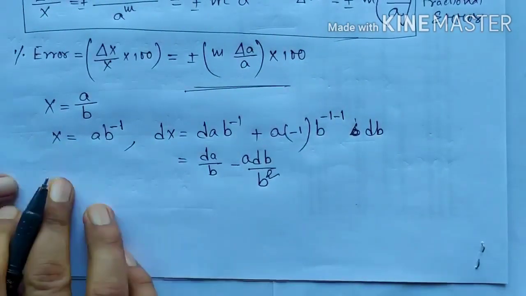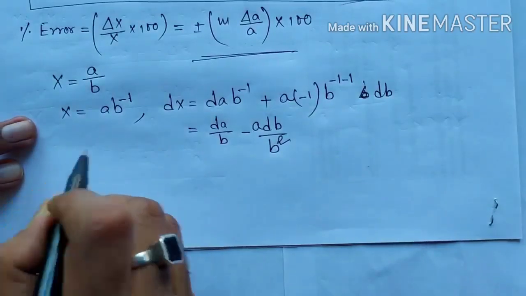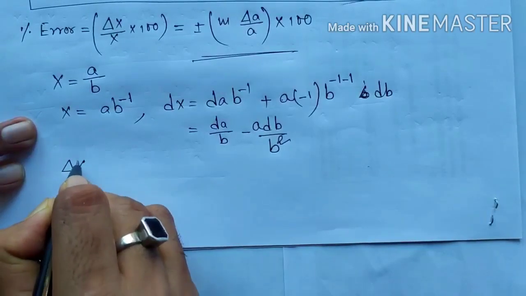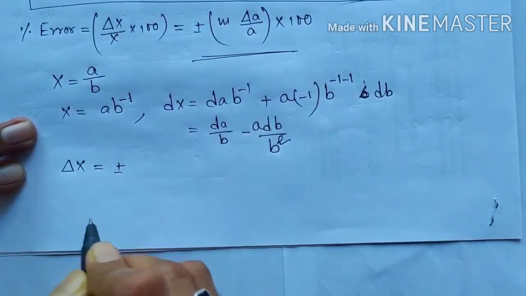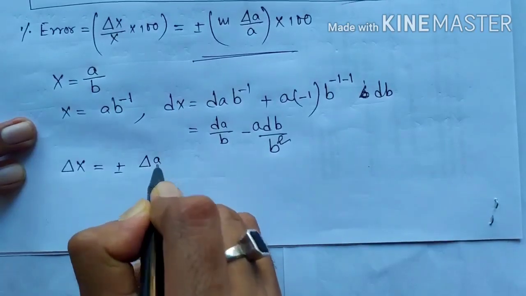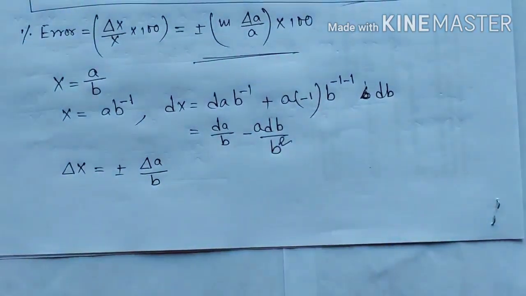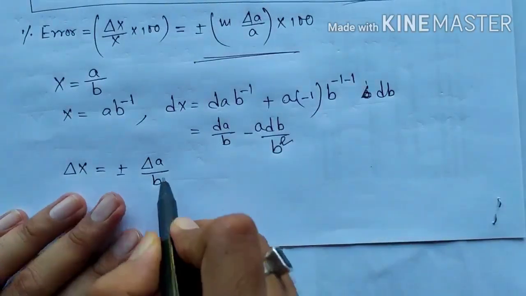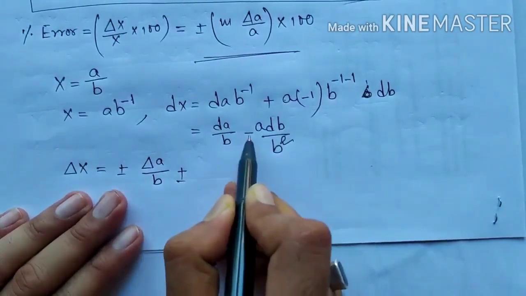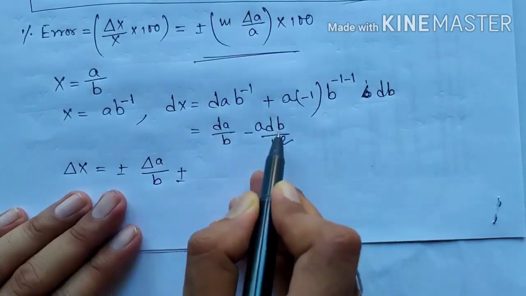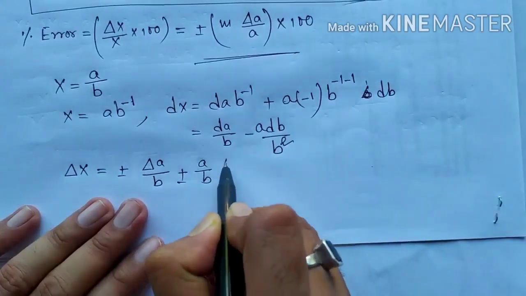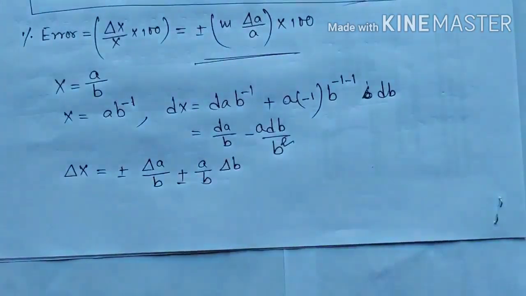So I can write, now I am replacing dx by delta x. So delta x will be equal to plus minus delta a by b, plus minus, here there was minus, now I am representing plus minus because dB can be positive as well as negative, A by B square delta B.